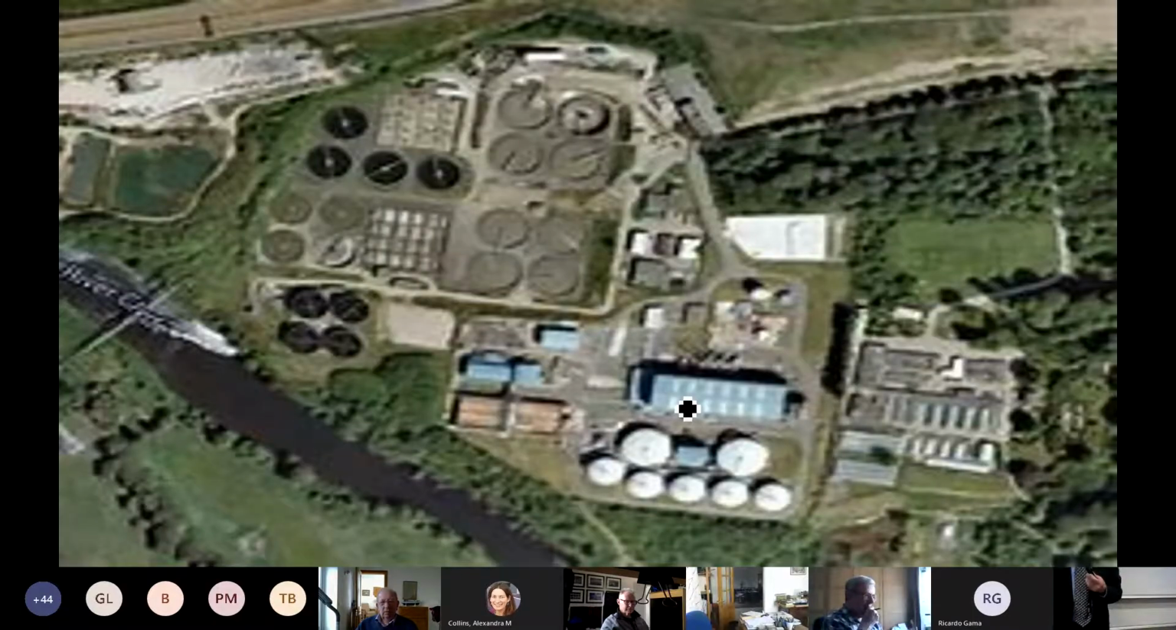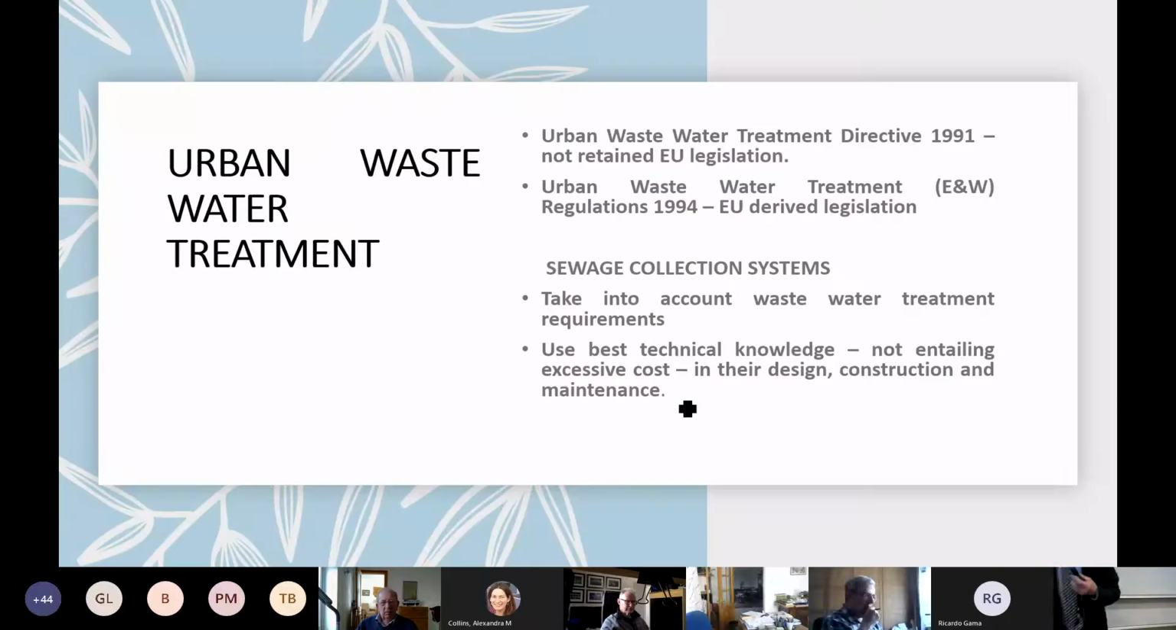What about then sewage treatment and sewage treatment works? This is basically done under the urban wastewater treatment regulations in England. You had the Urban Wastewater Treatment Directive of 1991, which is not retained UK legislation. But the 1994 regulations are EU-derived regulations and therefore still apply and still have the effect.